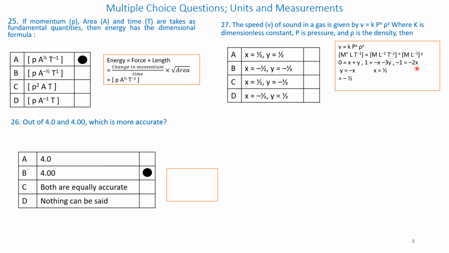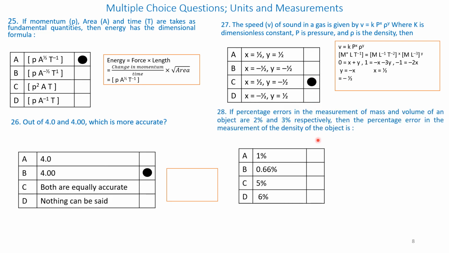Therefore, x is equal to 1 by 2 and y is equal to minus x. Therefore, y is equal to minus half. So x is half and y is minus half, and the option given is C. Option C has x equal to half, y equal to minus half. Let us mark it. So option C is the correct answer.